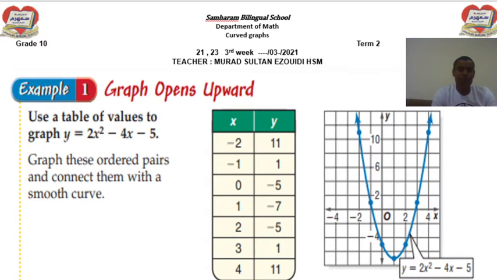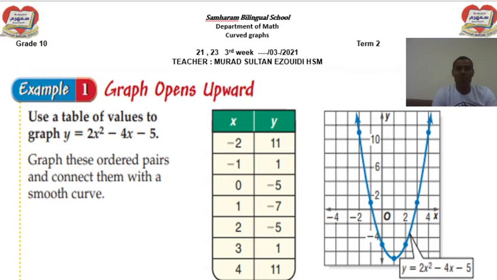The next, here we have an example. A graph opens upwards, okay? The graph opens upwards exactly when a is positive. So we use a table of values to graph y equal x squared minus 4x minus 5. Graph these ordered pairs and connect them with a smooth curve.